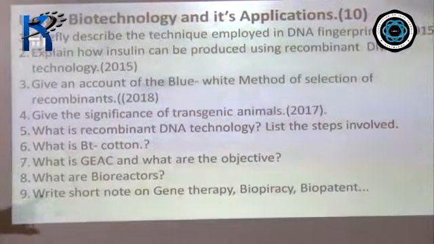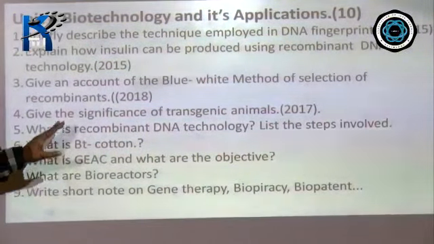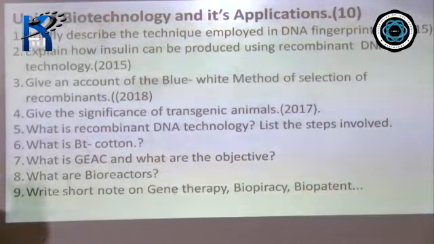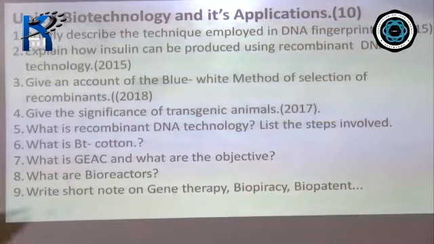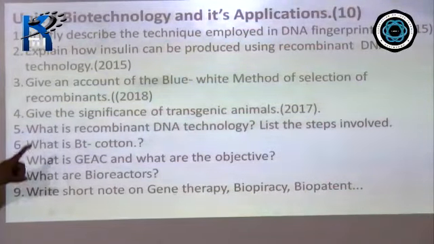So list the steps involved. For recombinant DNA technology, what are the steps? Those steps you have to write down: restriction endonuclease, isolation, then cleaving, then inserting, then using a vector. All that process you have to write in this.